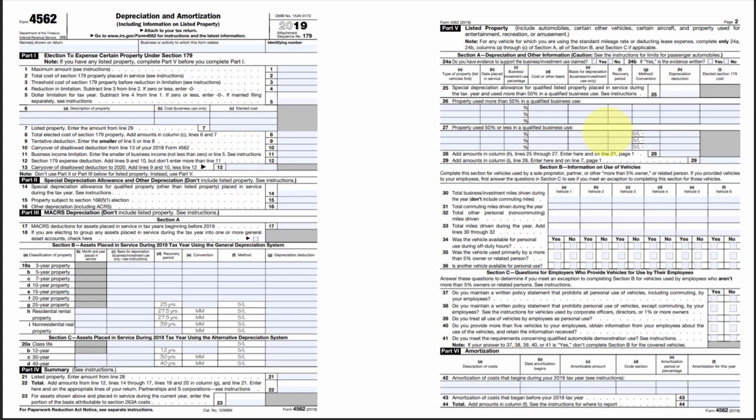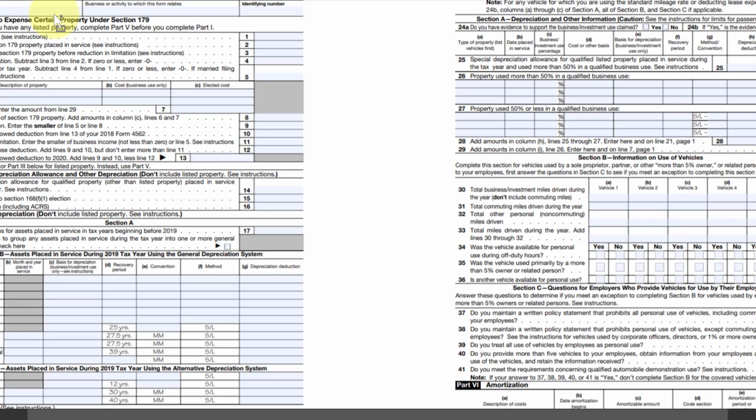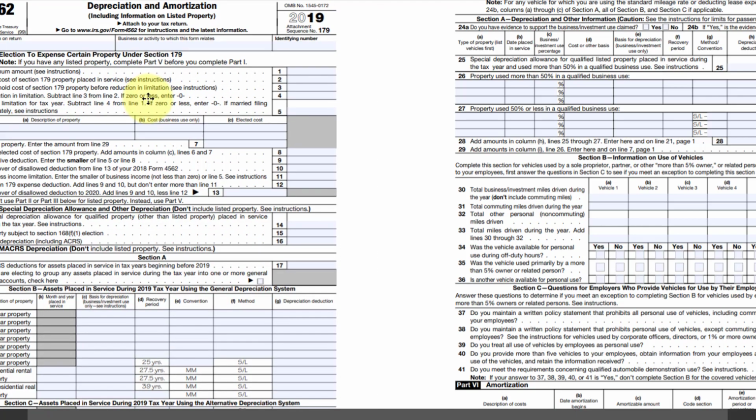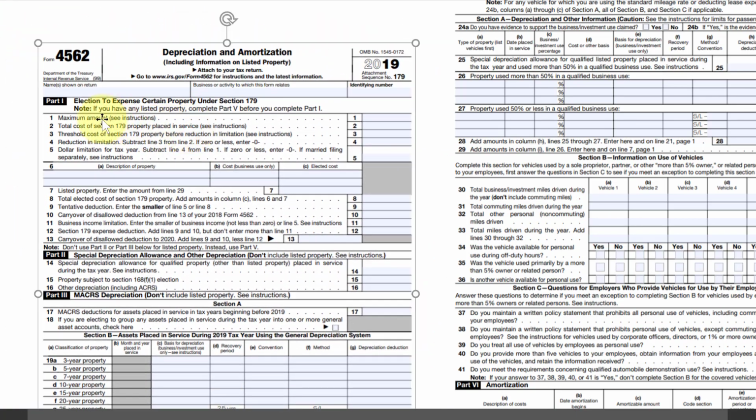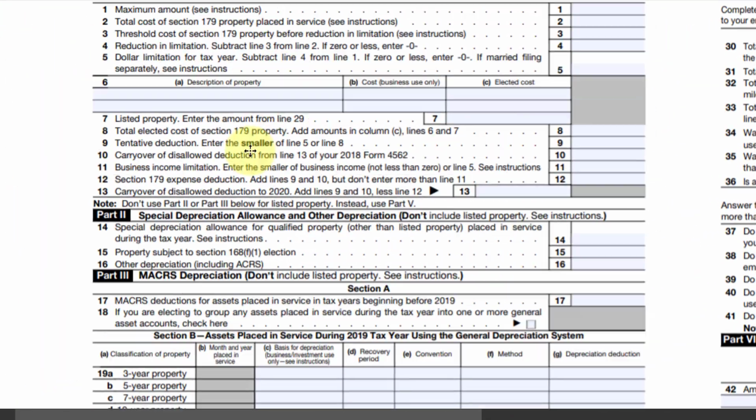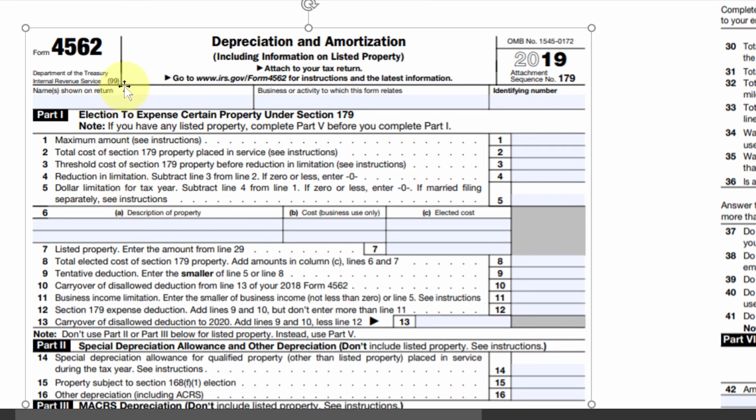Let's see if I can zoom in on the tax forms. So this is the form you would use to report depreciation and amortization. It's called 4562. Looks like I have to move the whole form here. So this form, 4562, is used both by individuals and other business entities like partnerships and corporations.